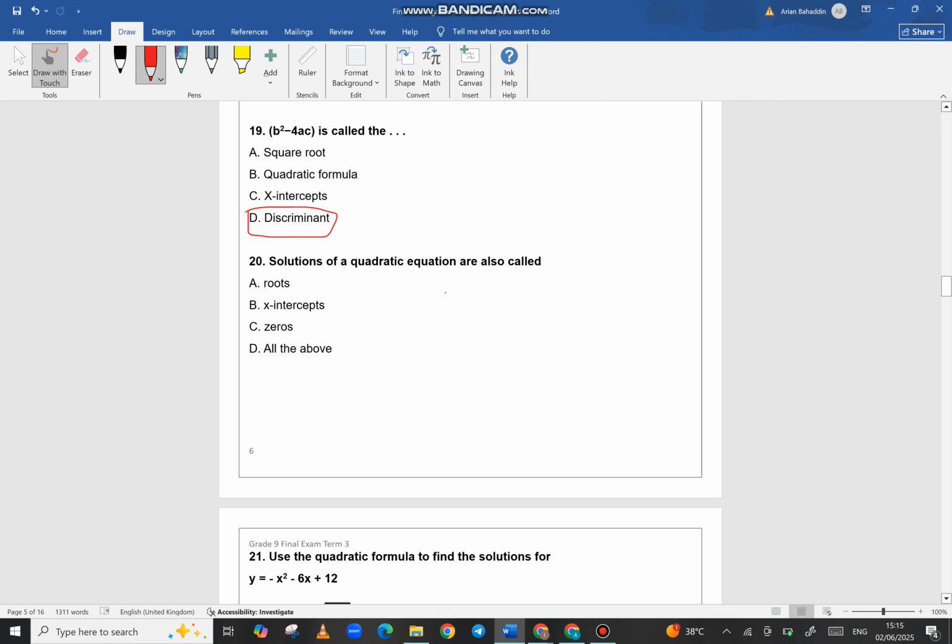Solutions of a quadratic equation are also called zeros, yes. X-intercepts, yes. Zeros, yes. All of the above.